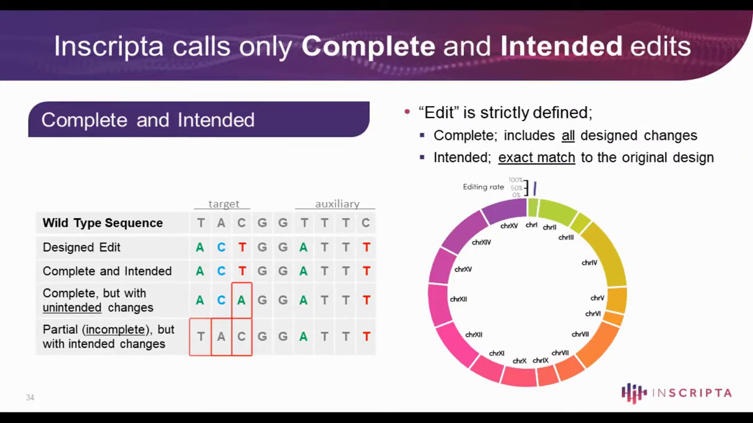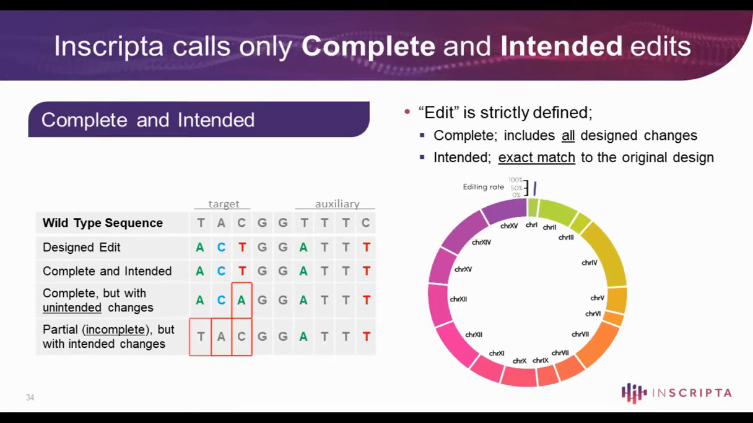I want to pause here and just explain to you how Inscripta only calls edits if they are complete and intended. You see here on the left panel an example of what we mean by complete and intended. In this experiment, we wanted to change the codon for tyrosine, TAC, to threonine, ACT. So even though we still encode a threonine with the ACA, it's complete, but it's not intended, and therefore not included in the metric. You can also see that we create auxiliary edits in the PAM and spacer regions to prevent recutting of the MAD7 endonuclease.